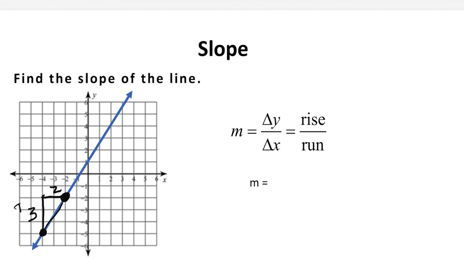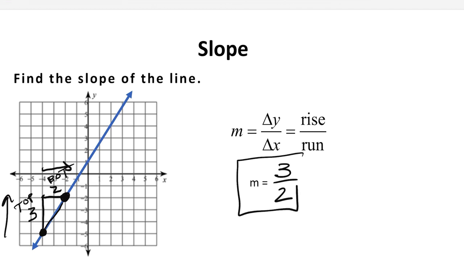This number goes on top. This one goes on bottom of the fraction. So 3 over 2. Our rise right here is the 3, and the run, which is sideways, is 2. And that does not simplify, so that's our answer.